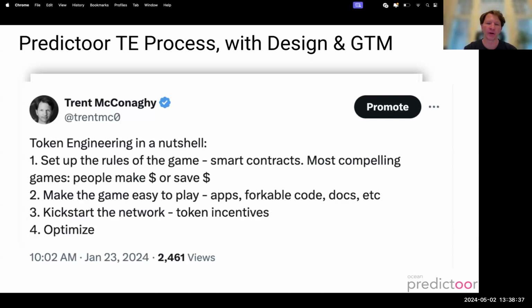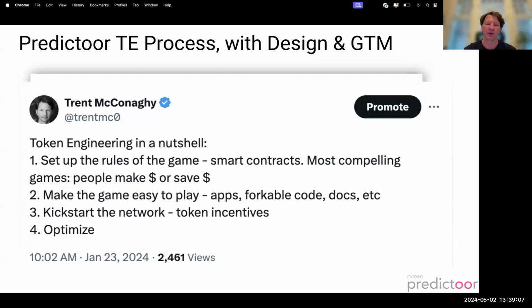So token engineering in a nutshell. First, set up the rules of the game. Typically smart contracts, right? It could be an L1 or L0 or L2 or whatever too. And the most compelling games, people make money or save money. And that goes to my point before. So set up the rules of the game. Step 2, make the game easy to play. Have apps, what's your go-to-market channel here, right? Have apps for it, or have forkable code, have good docs, et cetera, right?